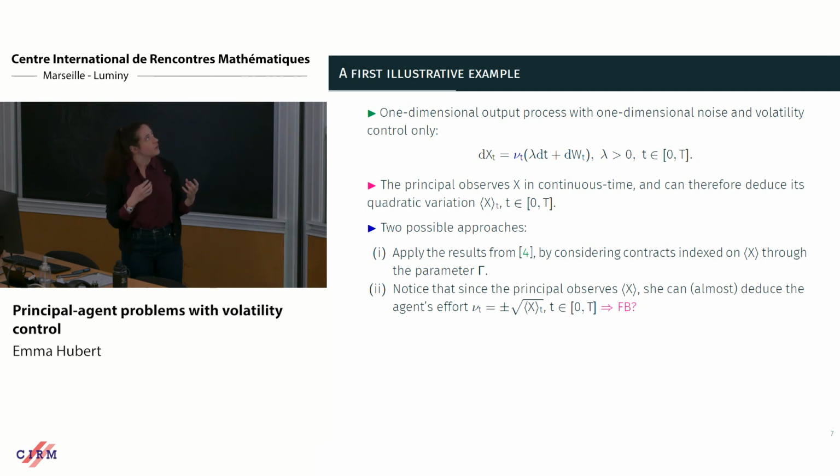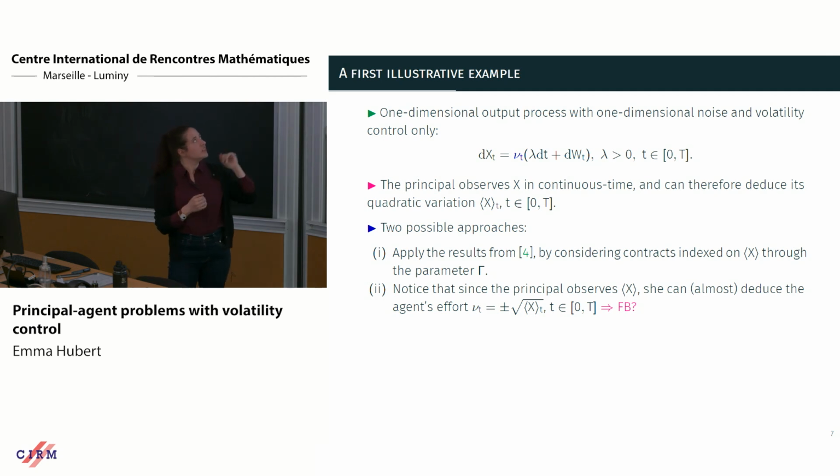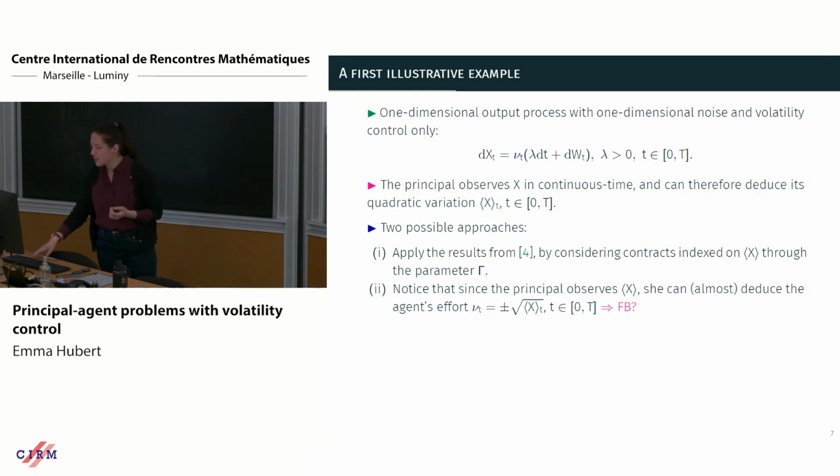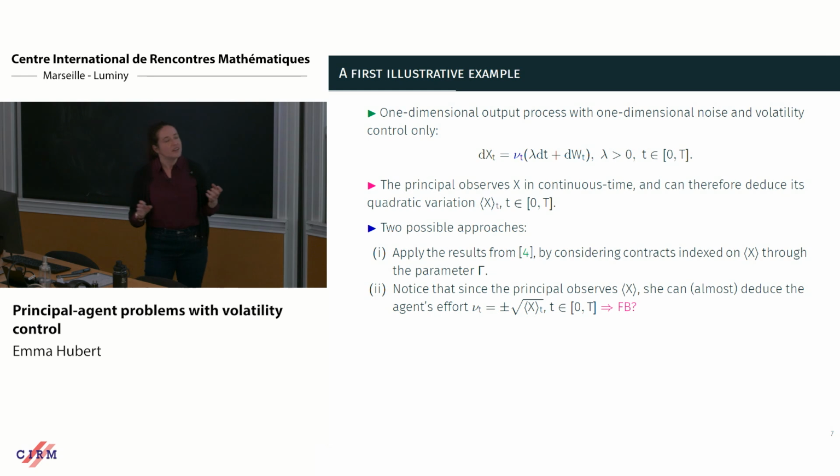Because the principal observes the quadratic variation, basically he observes the effort plus or minus the effort. So he can compute the square root of the quadratic variation, and this would approximately give the effort up to a sign, right? So we're very close to the first best, and we were thinking that there might be something in the middle, in between these two approaches. We're not completely second best on the quadratic variation, because we observe the quadratic variation, and this may give us some information about the control, and it's not completely first best either.